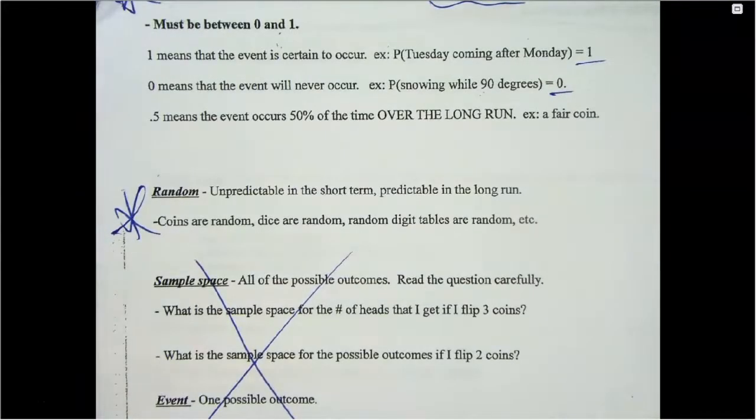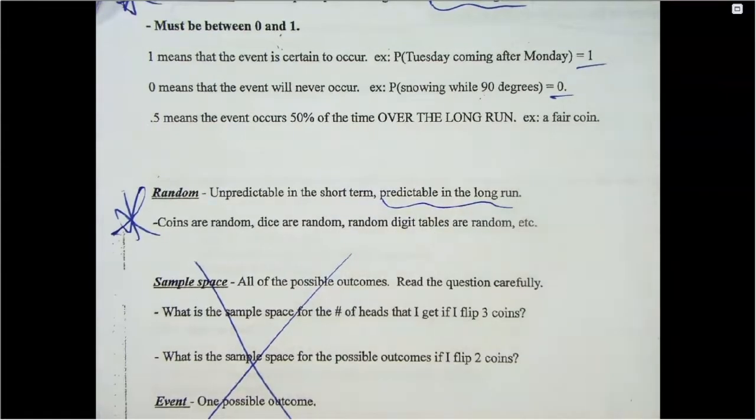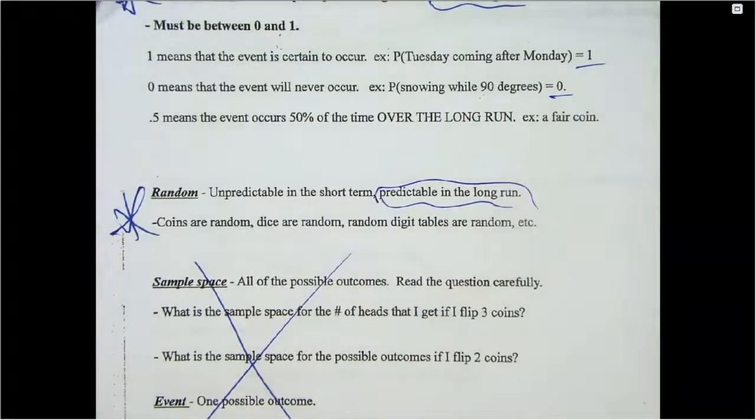Random is the same idea, the same concept they want, so it's predictable in the long run. So coin flips are actually random. If I flip a coin and put you in a group, that's random. I don't know what's going to happen on this flip, but I know if I do it a billion times, I'm going to be right about at 50%. So that's the big idea they want to get across to you: probability is over the long run.